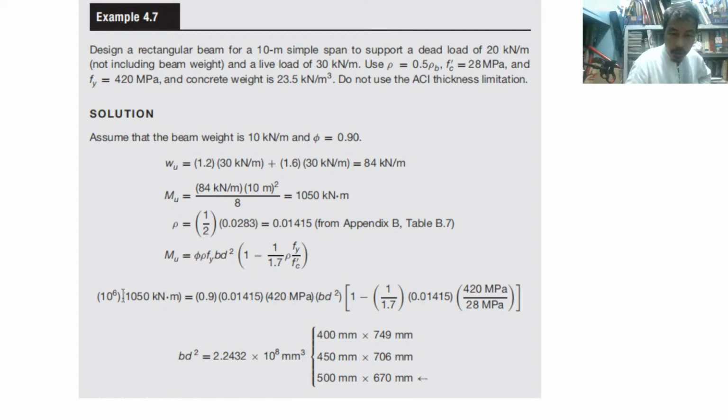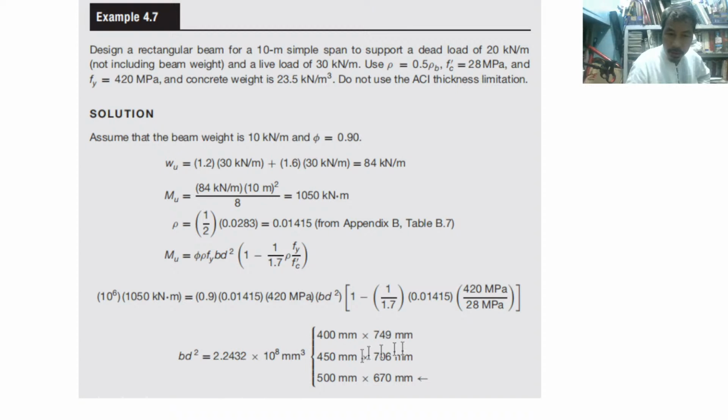Okay, so using that, we can have this value, and only the BD squared is unknown. So solving for BD squared, we have 2.2432 times 10 to the 8th power millimeter cube.